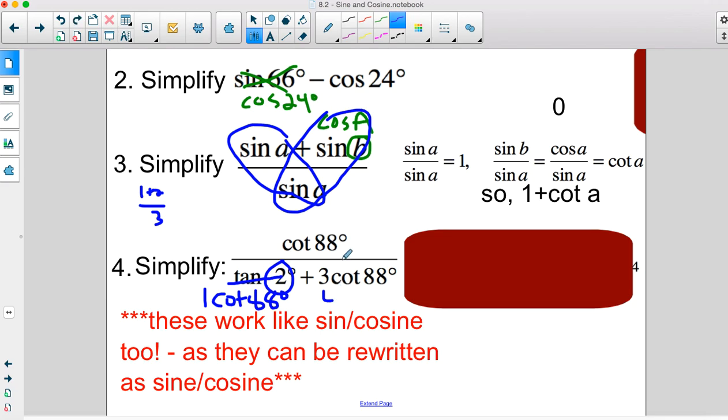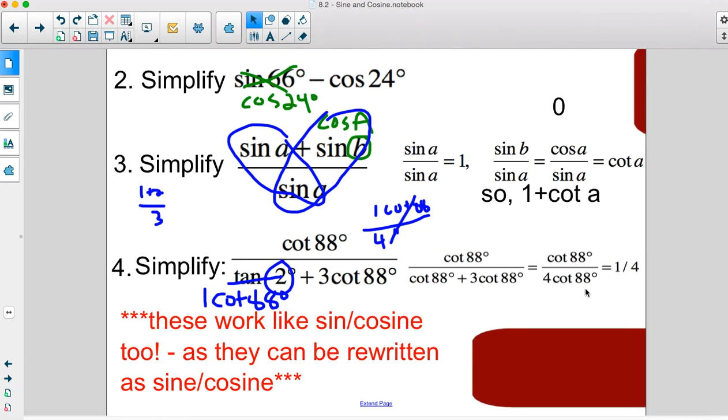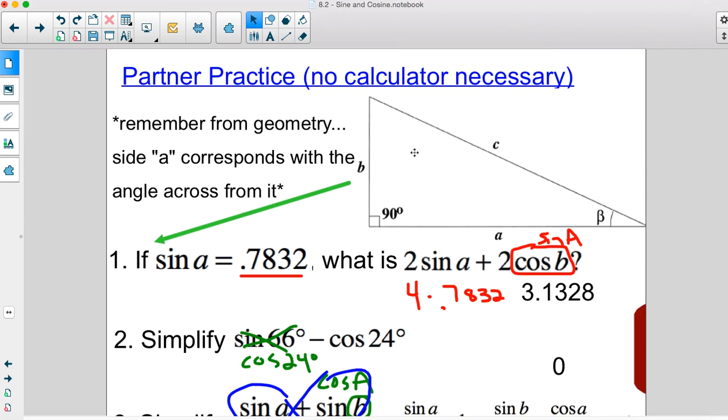Well, let me just write it up here. It's going to be 1 cotangent of 88 degrees divided by 4. I'm just going to put ditto marks here. 4 cotangent of 88 degrees. These are going to cancel. My final answer is going to be 1/4, right? Or 0.25. So just different ways you can ask very similar questions which all have to do with the exact same standard, and that is sine of one angle is the same thing as the cosine of its complement, right?